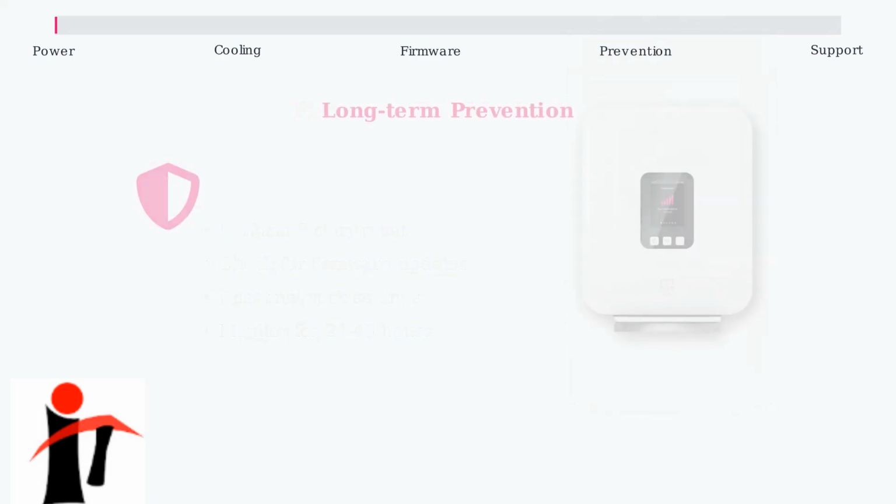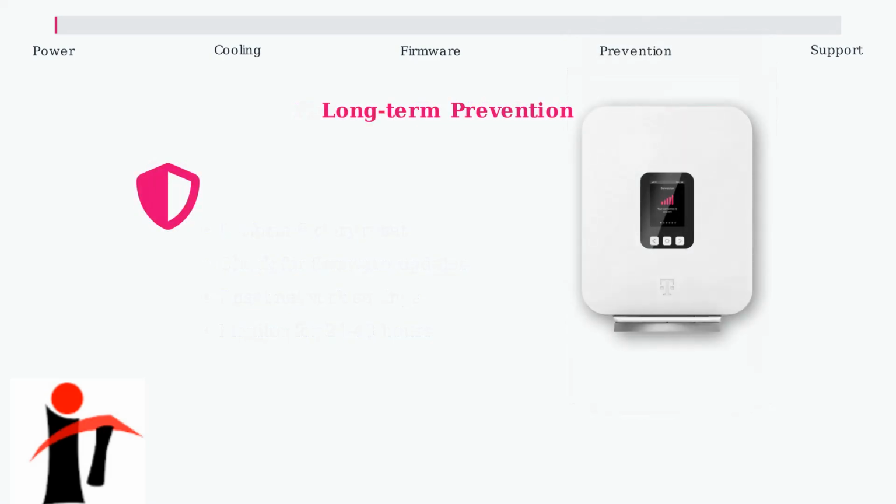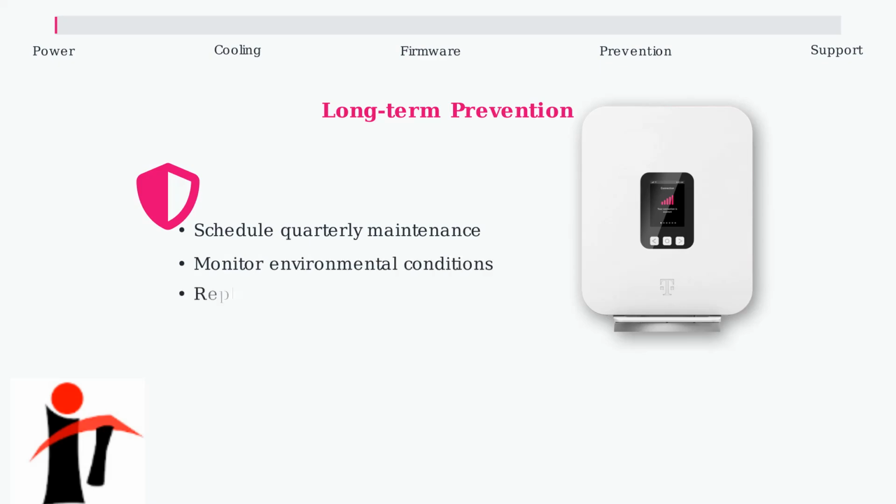Step 4 focuses on long-term prevention strategies to keep your gateway running smoothly and avoid future restart issues. Schedule regular maintenance every 3 months. Clean the device, check connections, and monitor the environment. Proactively replace components like power adapters if they show signs of wear.